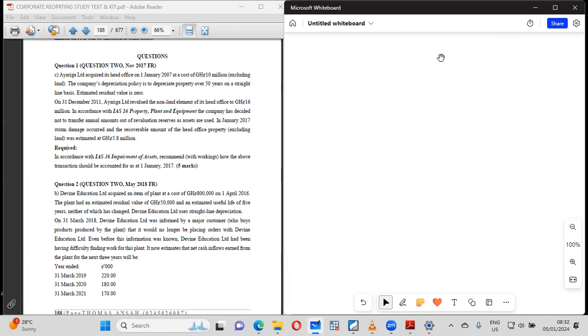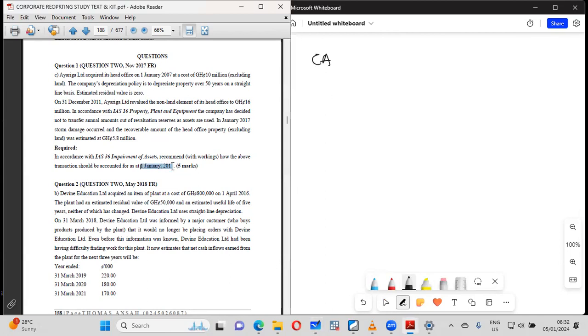It says that in January 2017, a storm damage occurred, and the recoverable amount of the head office, excluding the land, is 5.8. So you see, we need 3 things. What are the 3 things? CA. We are preparing this as at January 2017 first. It's as good as telling us it is 31st December 2016.